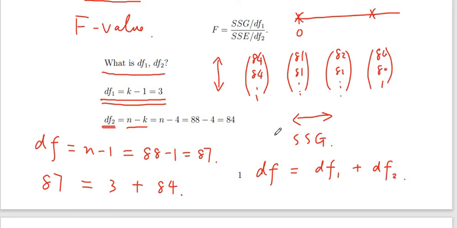Okay, so for this F value, df1 is 3, df2 is 84. So to find this F value, we need to find SSG and SSE.